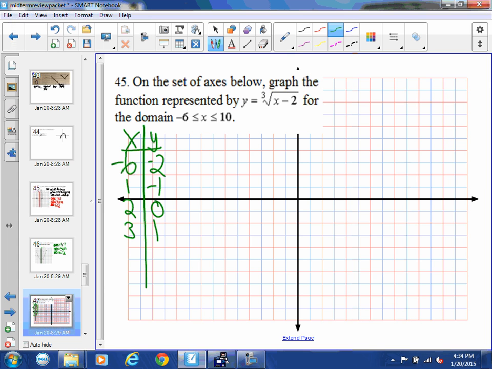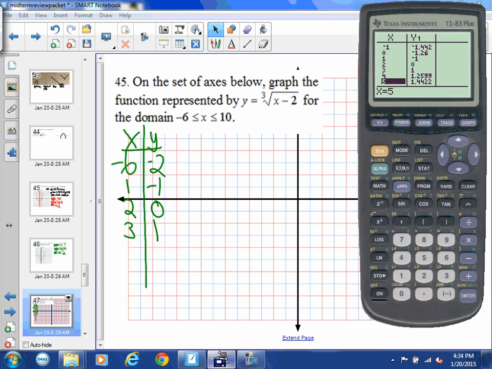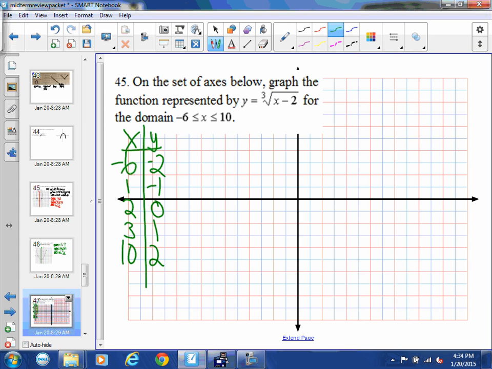-1, 0, 1. Hopefully I got it down right. Yes, I did. Fantastic. Let's scroll down until I get to 10. Nothing, nothing, nothing. 10, we have 2. So I'm only plotting my nice points, and this told me to go from -6 to +10. 2, 4, 6, -2, 1, -1, 2, 0, 3, 1, 4, 6, 8, 10, 2.